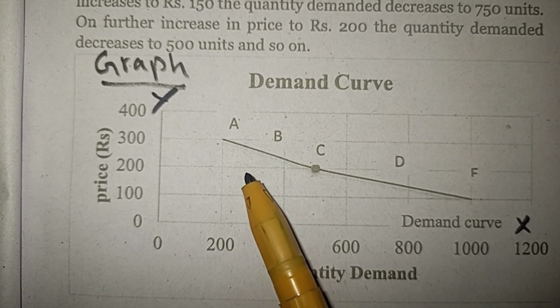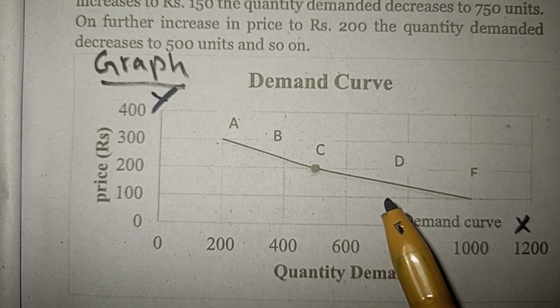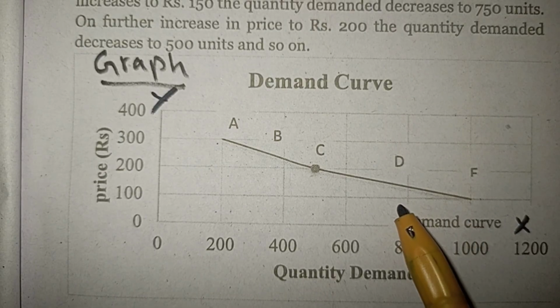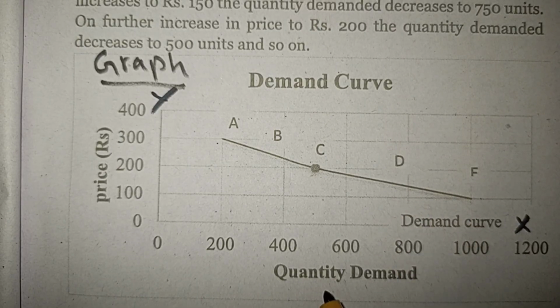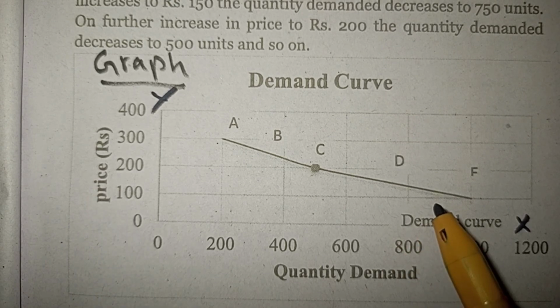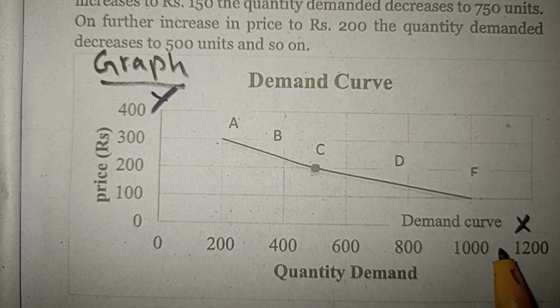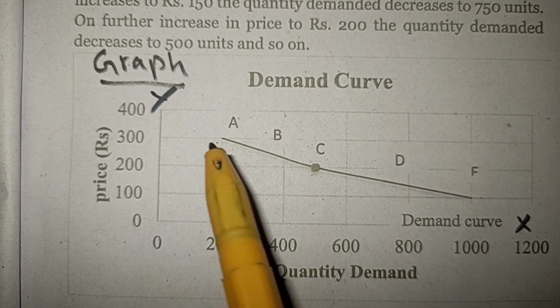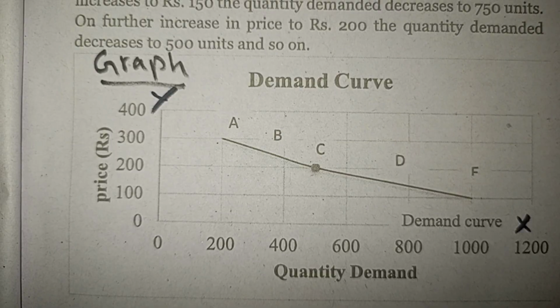Here the demand curve is negatively sloped, which shows the opposite relation between quantity demanded and price. With a decrease in price, demand will increase. If there is an increase in price, then demand will decrease. It leads in opposite directions.